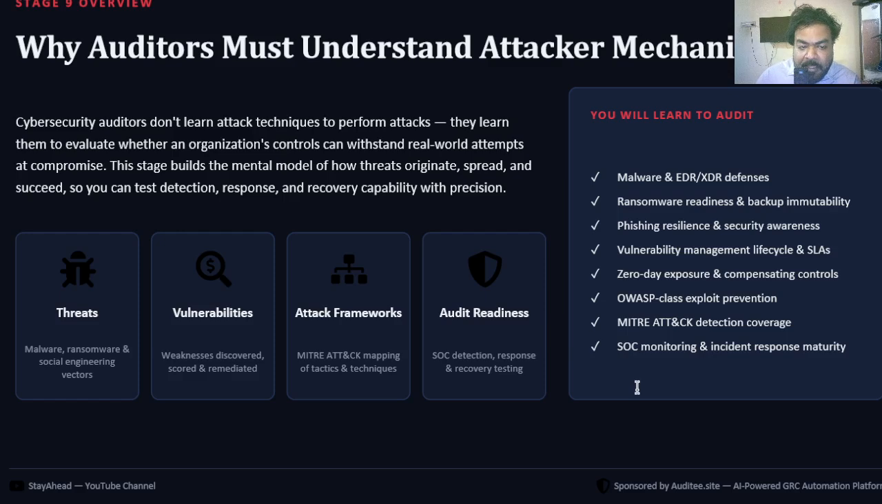By the end of this stage, you'll be able to audit EDR and XDR tools, ransomware readiness, phishing resilience, patching programs, zero-day exposure, and SOC maturity. That's a lot of ground, so let's start at the beginning. Malware.